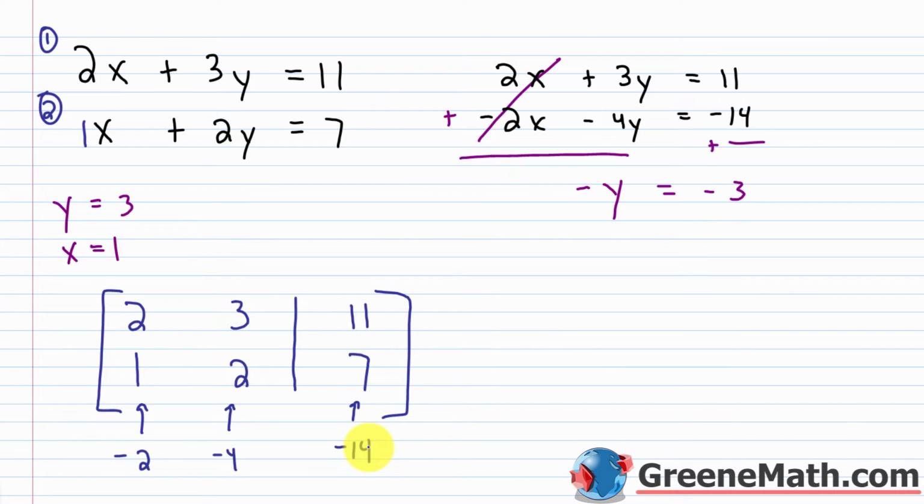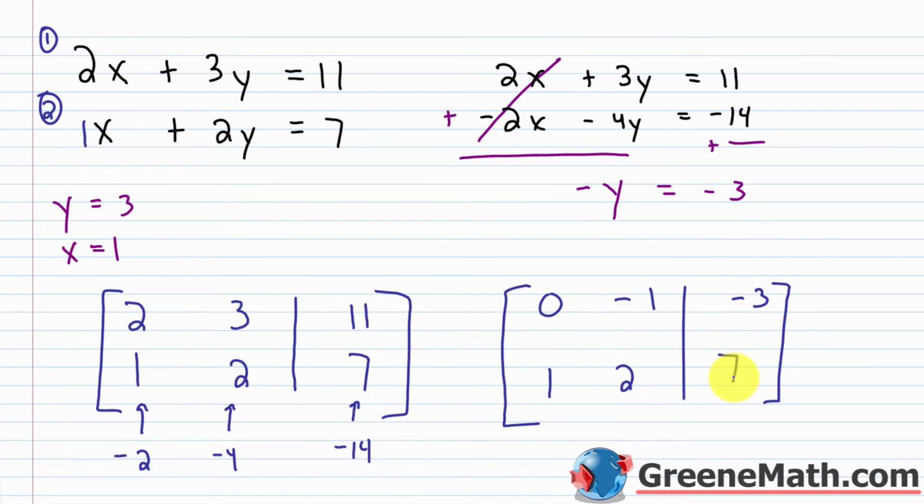And then I added those elements to row 1. So negative 2 plus 2 would be what? That would be 0. So I'd have a 0 here. Then negative 4 plus 3 would be negative 1. Then negative 14 plus 11 would be negative 3. Now I don't need to change this row here because I already have what I need there. So I can just leave this as 1, 2, and 7. But it wouldn't matter if I wrote negative 2, negative 4, and negative 14 there. But for the purposes of working with a matrix, we're not going to do that. We're just going to leave this row unchanged.